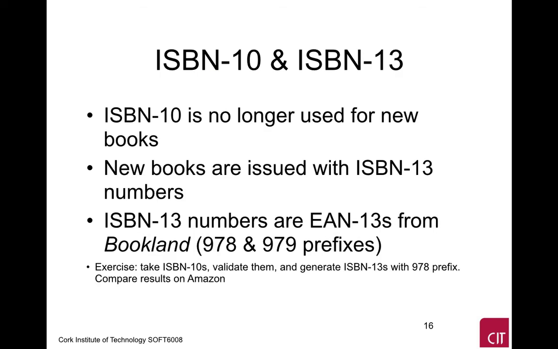Now, ISBN 10, as we started calling it, is no longer used for new books. So new books just get the ISBN 13. And actually, ISBN 13 numbers are basically EAN 13s, except we had a special country code for Bookland. So they don't come from a specific country, they come from the land of books.